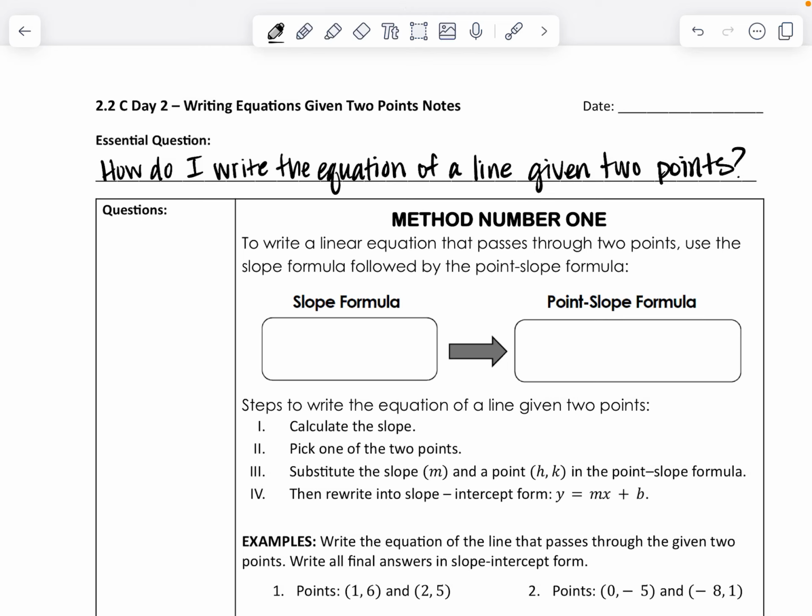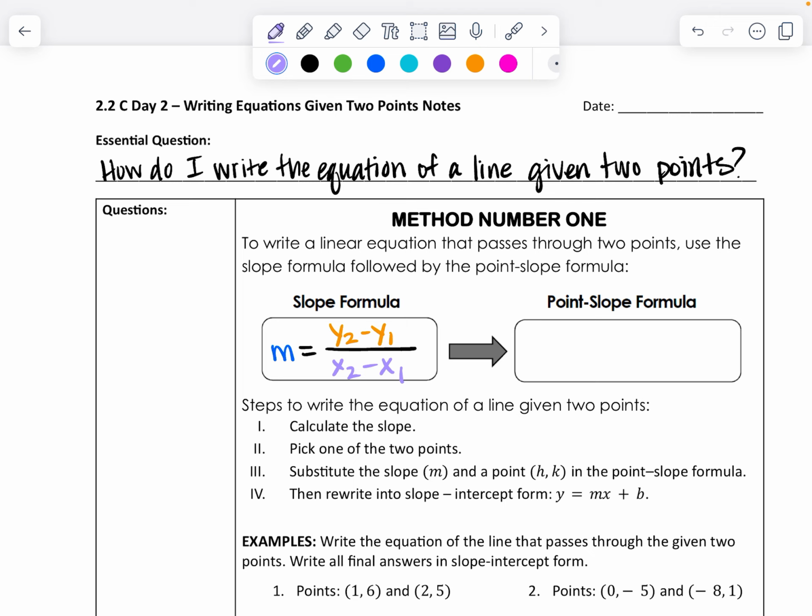Today we will be learning how to write the equation of a line when all you're given is the coordinates of 2 points that are on the line. So we're combining two of the formulas that we have been using over the past few days. The first is the slope formula. Slope is m in our equation, and the slope formula is y2 minus y1 over x2 minus x1.